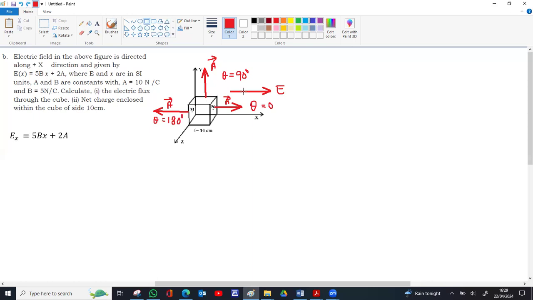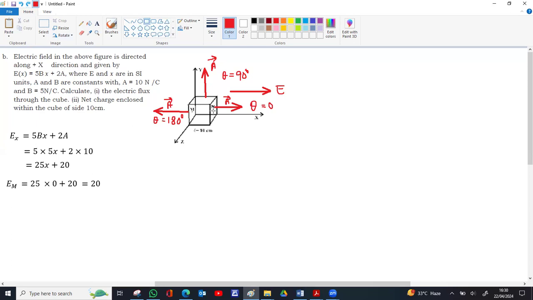So the electric flux is EA cos theta. We first find the E value. E is given as 5bx + 2a. b is 5, so 5 into 5 is 25, and 2 into 10 is 20. So 25x + 20 is the expression for the electric field with respect to x. Now surface M is at the origin, so the x coordinate is 0. So 25 times 0 plus 20, which is 20.